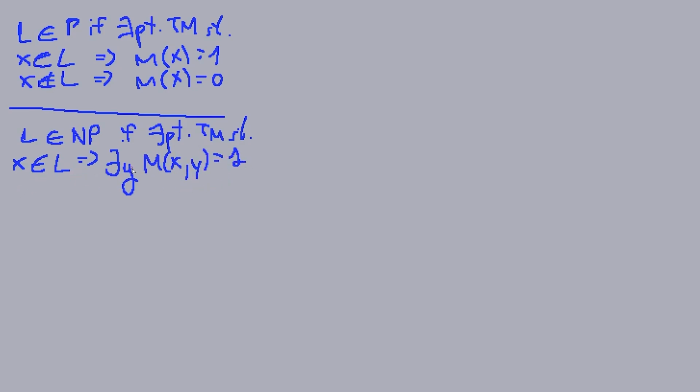So one of the paths leads to 1. And it's not in L if for all the path variables, or for all the witnesses, m of x1 is equal to 0. And so we can see that the definitions here are really similar, with the exception that we introduce what we call the new variable here.